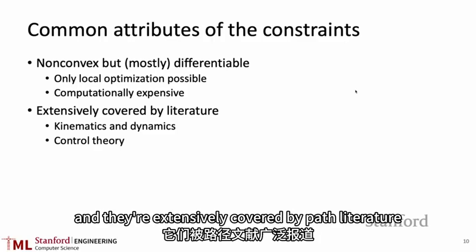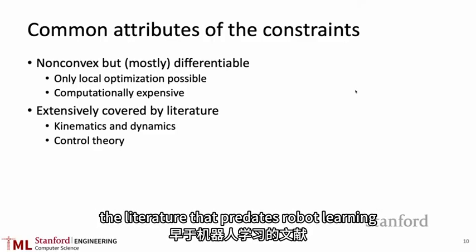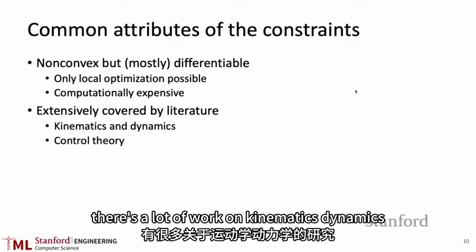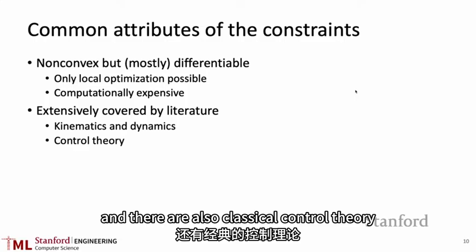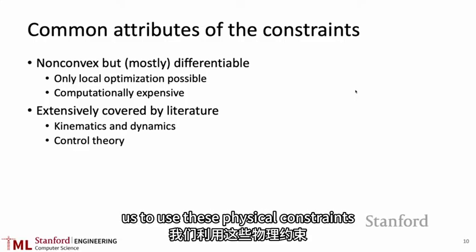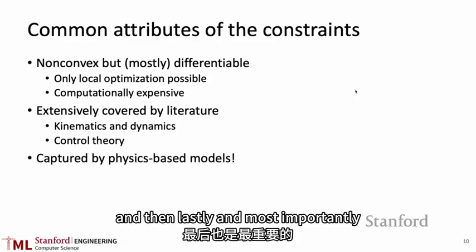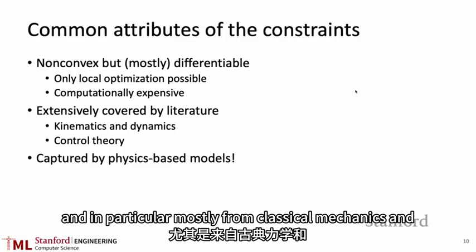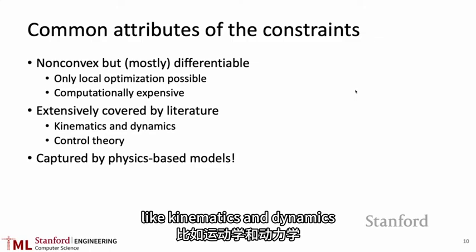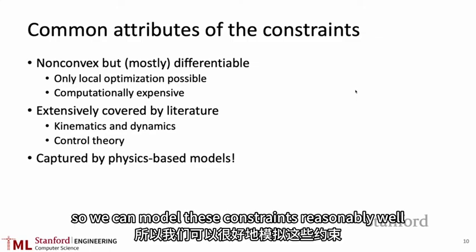And they're extensively covered by past literature, the literature that predates robot learning. There's a lot of work on kinematics, dynamics, and there are also classical control theory tools that allow us to use these physical constraints. And then lastly, and most importantly, they all stem from physics, and in particular, mostly from classical mechanics, like kinematics and dynamics. So we can model these constraints reasonably well.